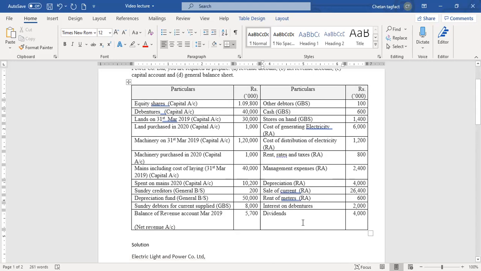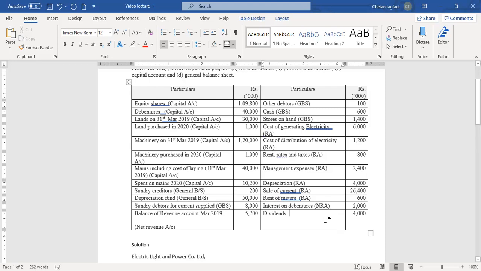Now we have another item, interest on debentures. This interest on debentures is a charge that is an appropriation out of the profits generated during the year. So in lieu of the P&L appropriation account, we are preparing the net revenue account. So we should take this in the net revenue account. I'm giving it a short form, NRA.